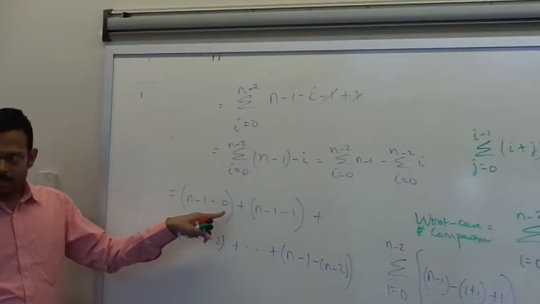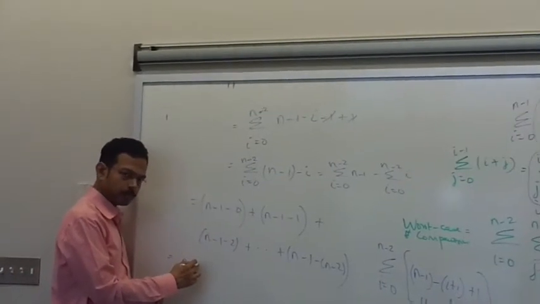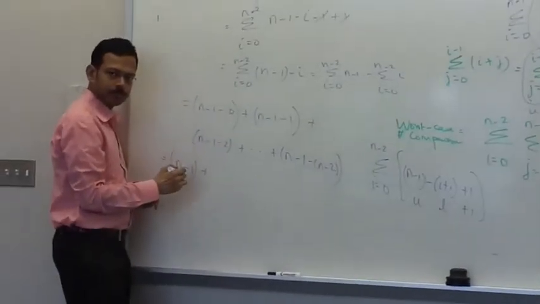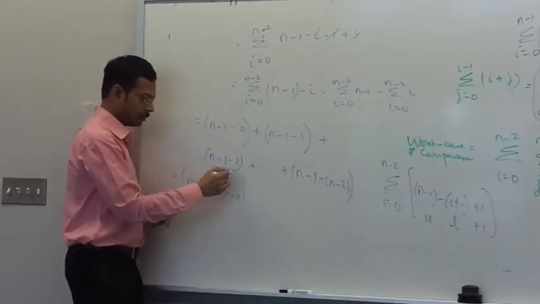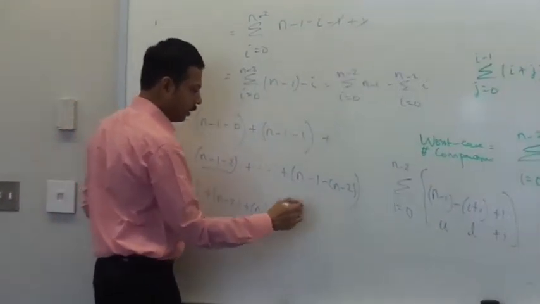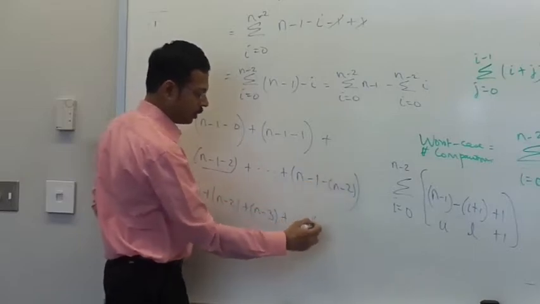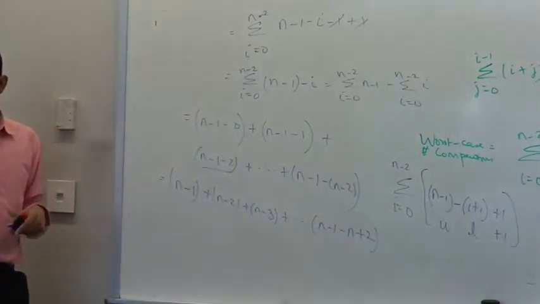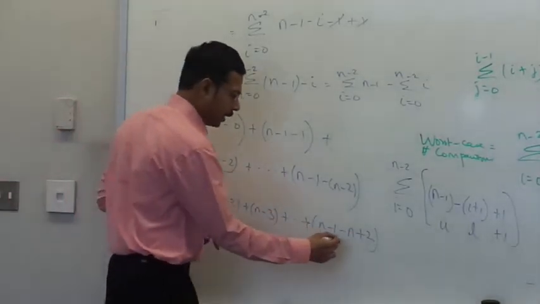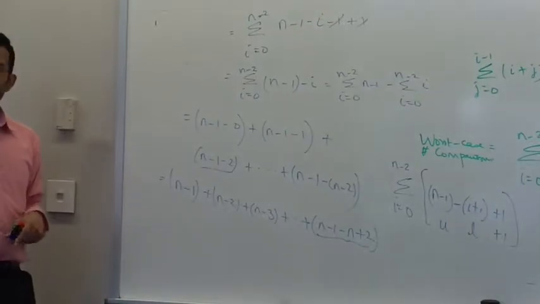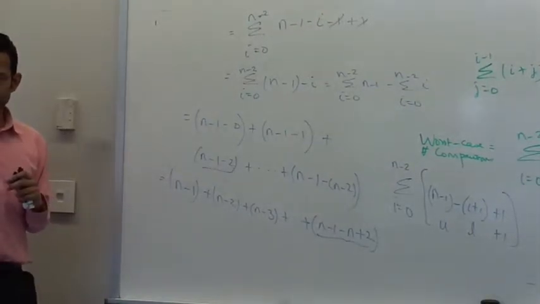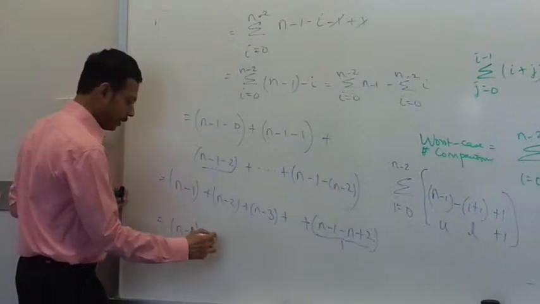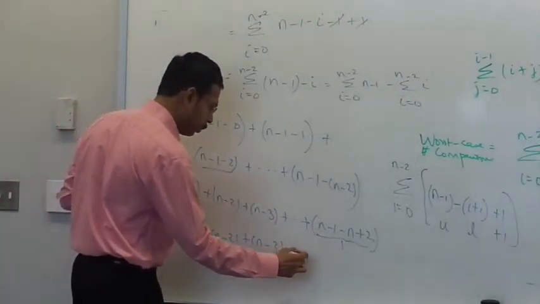n minus 1 minus 0 is n minus 1. Next is n minus 1 minus 1. What about the last one? You have n minus 1 minus n minus 2, so n minus 1 minus n plus 2, which is 1. So this is nothing but n minus 1 plus n minus 2 plus n minus 3 plus, and so on, up to 1.